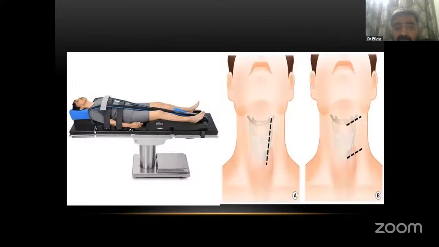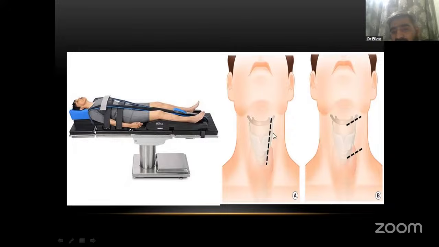So this is the position of the patient. There should be the supine position. The shoulders should be retracted downward. A little bit of extension should be there, and a little bit of contralateral position should be there while standing at the surgeon side. Okay, so this is the skin incision over there.